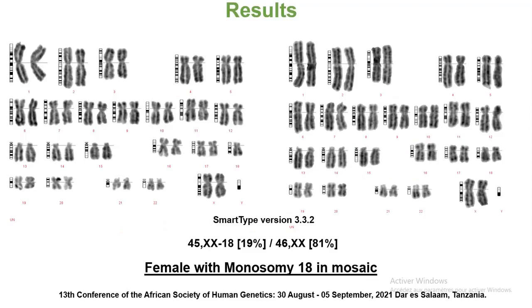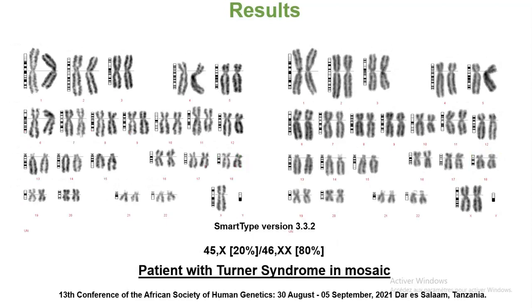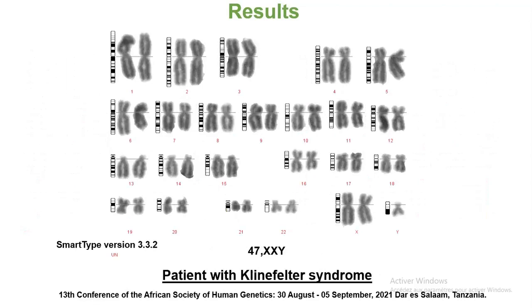This is a female with a monosomy 18 in mosaic. We have 2 populations of cells, 80% of 46,XX and 20% of 45,XX minus 18. This is a karyotype of a patient with Turner syndrome in mosaic. We have 80% of 46,XX and 20% of 45,X. And then we have a karyotype of a patient with Klinefelter syndrome.